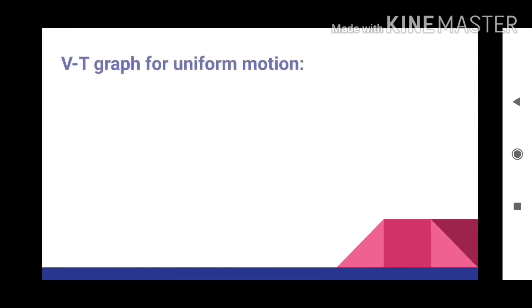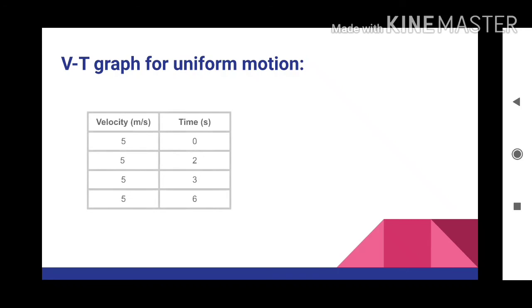So, the VT graph for uniform motion. We know uniform motion implies constant speed or constant velocity, so here the velocity does not change. Look at the table. Velocity is taken in meters per second, the SI unit, and time is taken in seconds, the SI unit. So 0 seconds, 5 meters per second; 2 seconds, 5 meters per second; 3 seconds, 5 meters per second; 6 seconds, 5 meters per second.